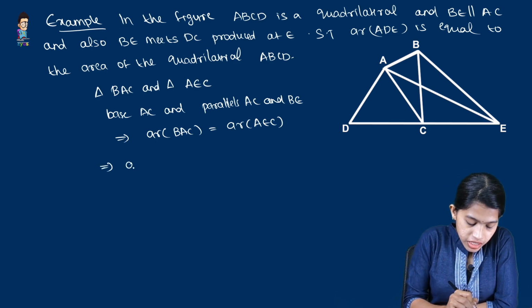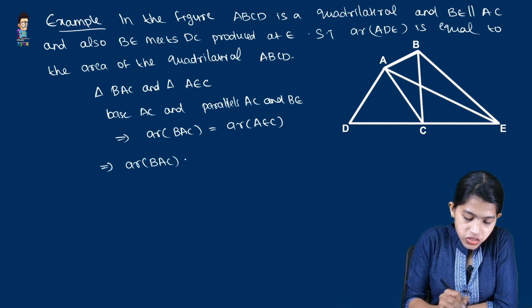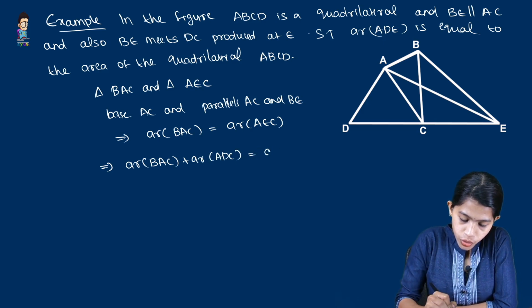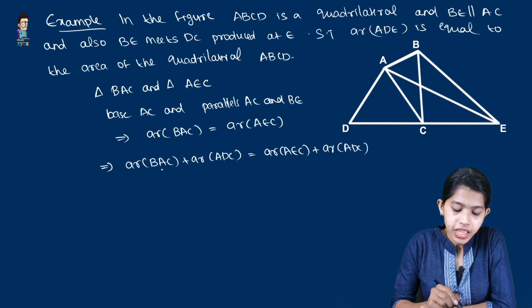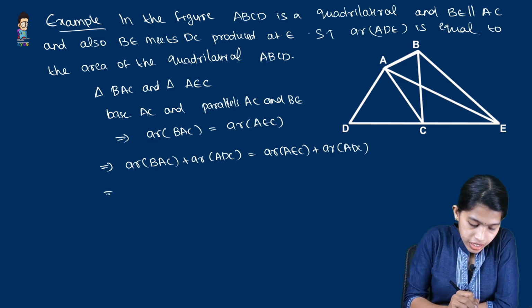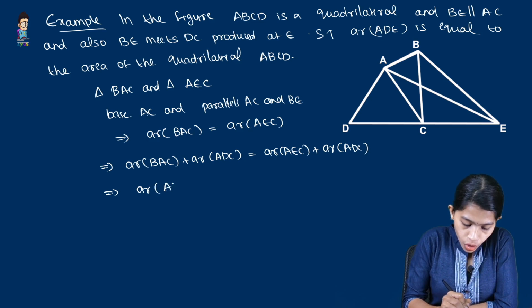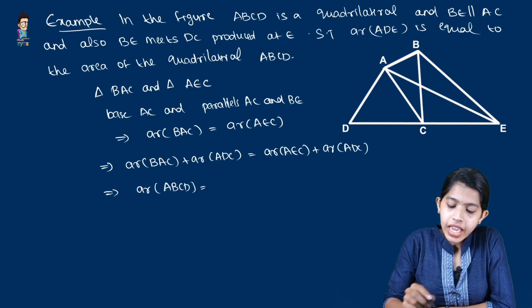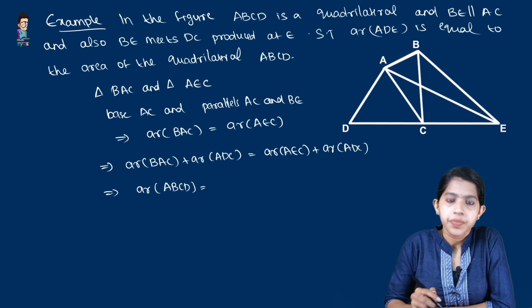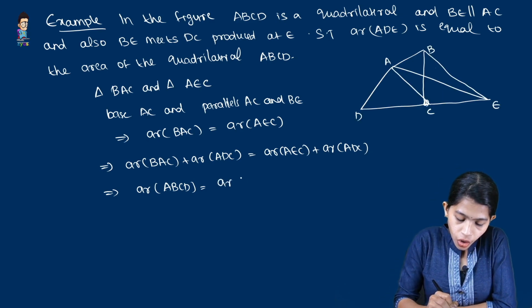This implies that area of BAC plus area of ADC is equal to area of AEC plus area of ADC. Now, what is area of BAC plus area of ADC? This is equal to area of the quadrilateral ABCD, and what is the area of AEC plus ADC? This is the area of triangle ADE.